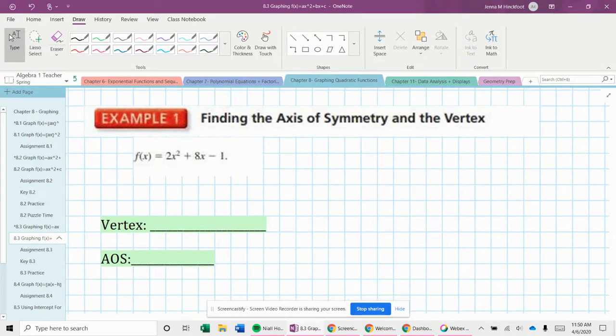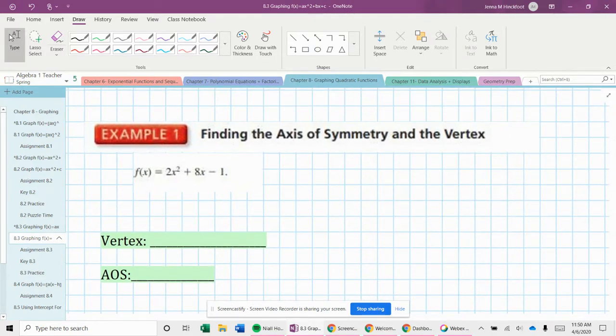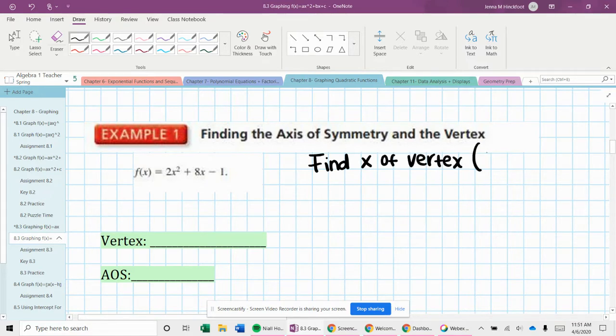Okay, so we're starting with finding the axis of symmetry and the vertex. So remember, the vertex is where your graph turns. So it's either at the very top of the graph or the very bottom of the graph, depending on if your parabola opens up or down. And then your axis of symmetry is just the very middle of the graph. So remember, that's like that dotted line that we saw in 8.1 and 8.2. So we're going to start with finding your x. So find x of vertex. Now your x of your vertex is also your AOS. Your AOS is what we consider our axis of symmetry, so I'm just abbreviating.